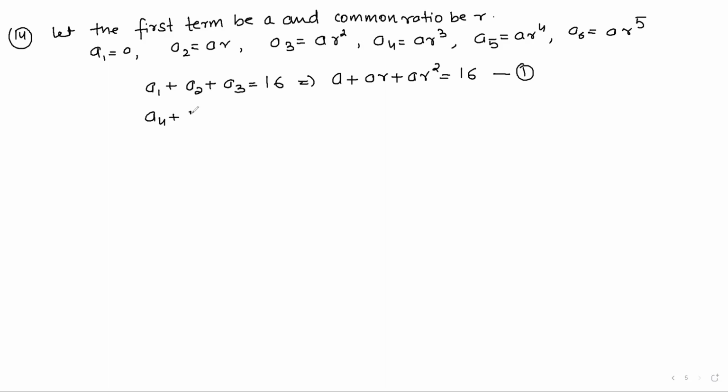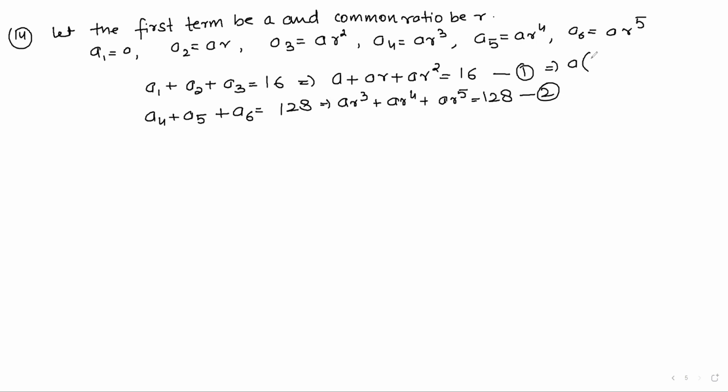Sir, won't we take a common from this? Definitely we will, let's solve it now. Next three terms means this, and this is equal to 128. So this means AR cube plus AR to the power 4 plus AR to the power 5 is equal to 128. Let this be the second equation. So from the first equation, what can we do?